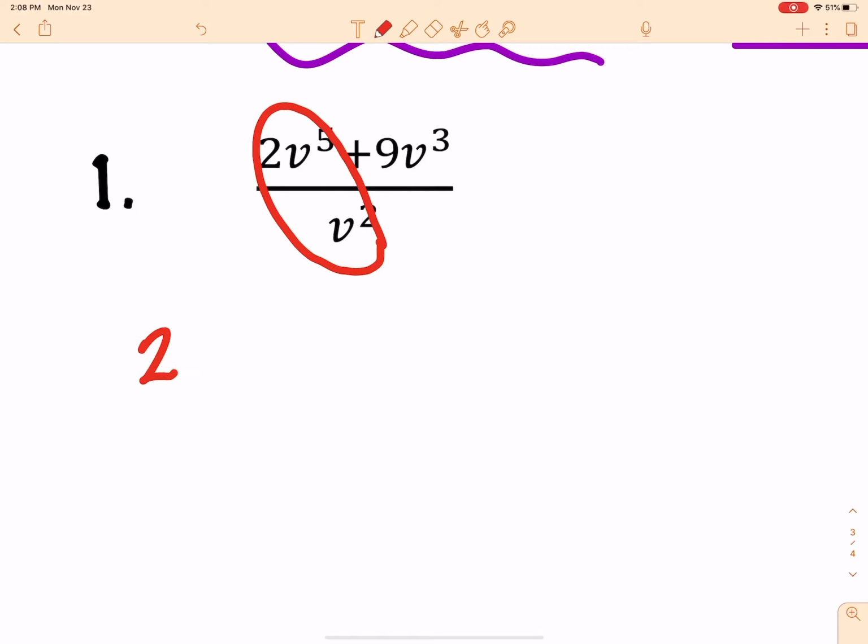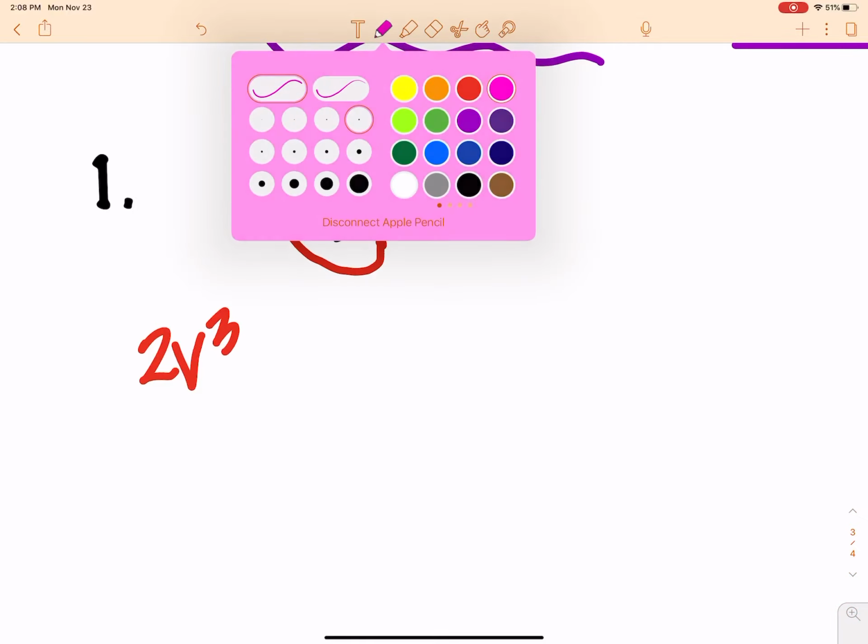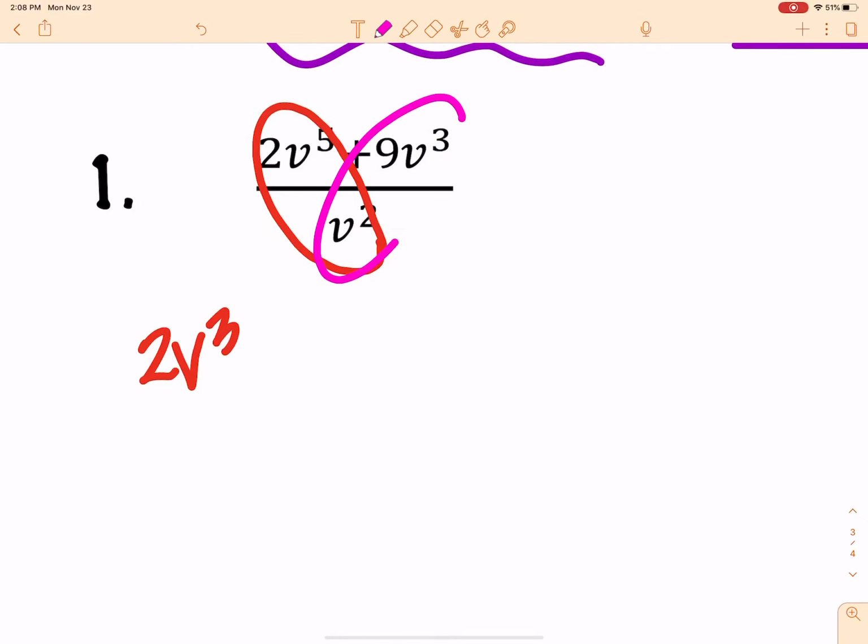2 would stay on top. And then v to the 5th divided by v squared is v cubed. Okay, now we're going to do the same thing and make a heart on this side. Okay, and now we're going to simplify that. So plus 9, and then v cubed divided by v squared is just v.